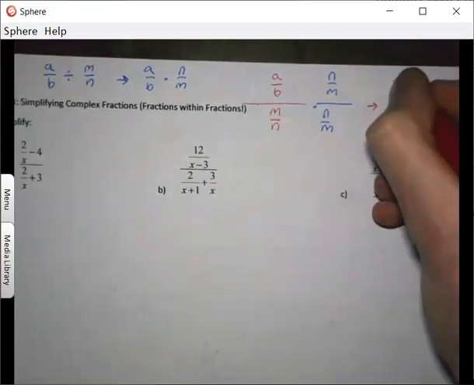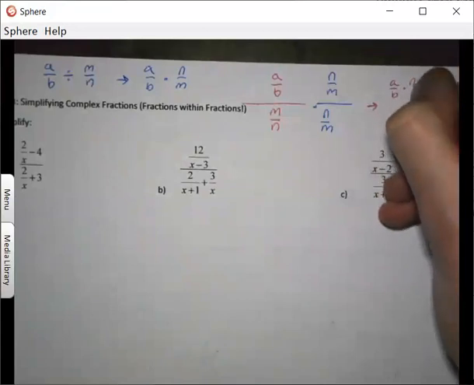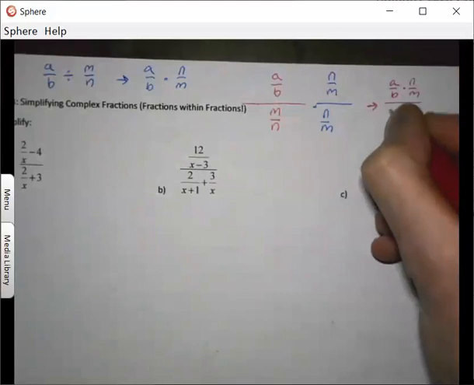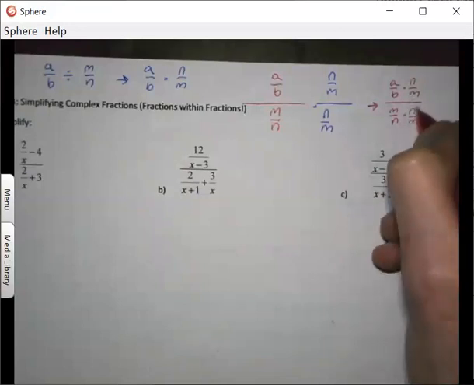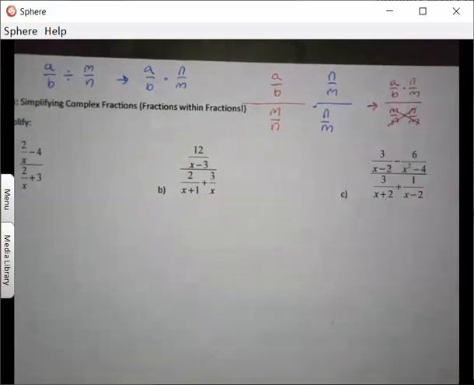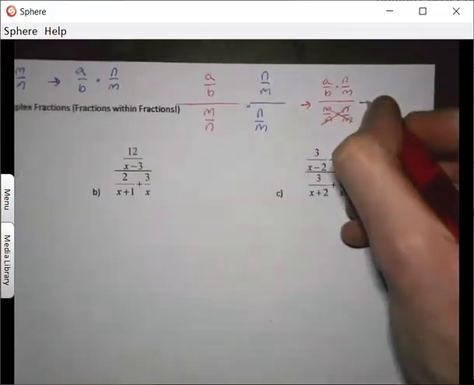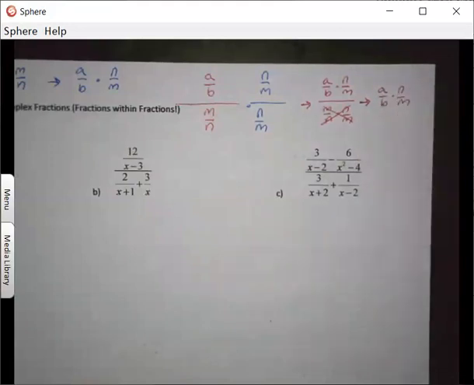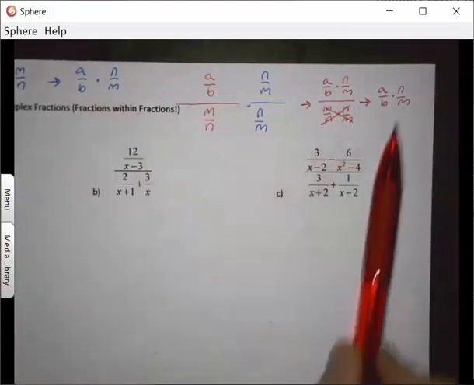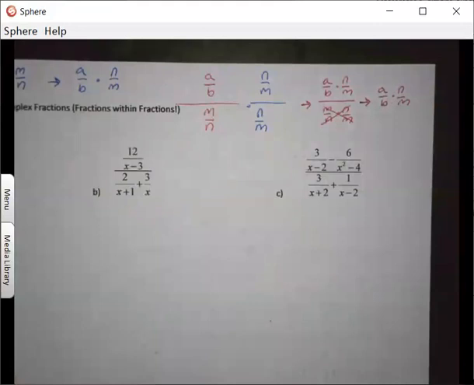So that's going to be a over b times n over m all over m over n times n over m. N divided by n is 1, m divided by m is 1. All of that is over 1. So that becomes a over b times n over m. And again, now that you've seen the algebra, you don't have to do this every time. We can definitely skip from here to here because it's always going to work.